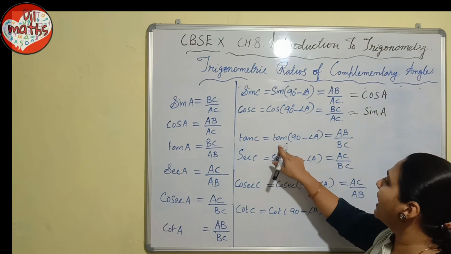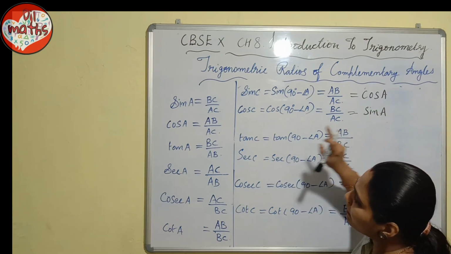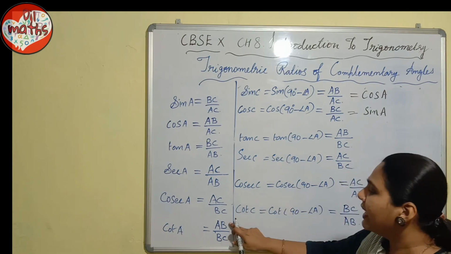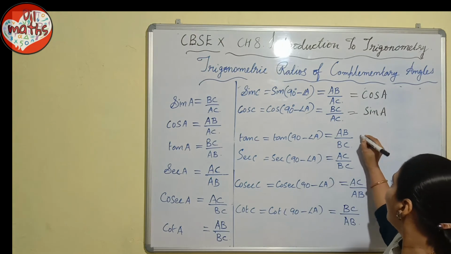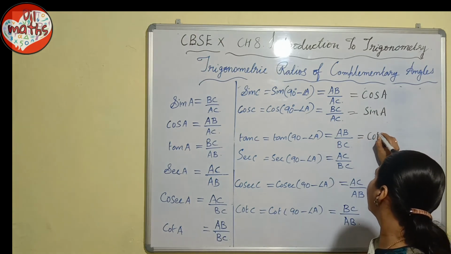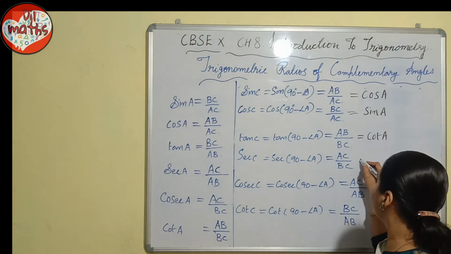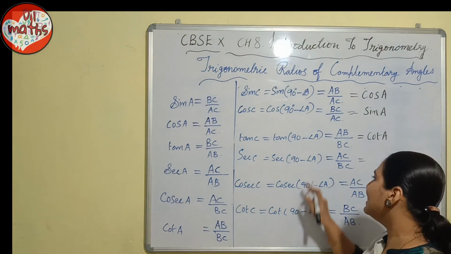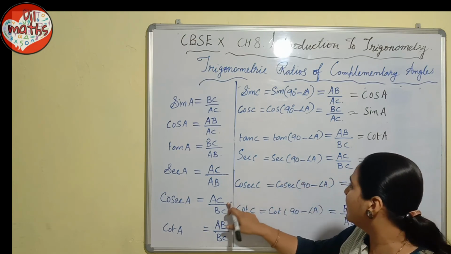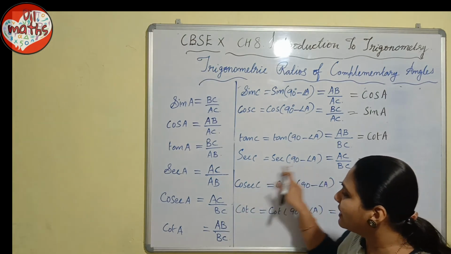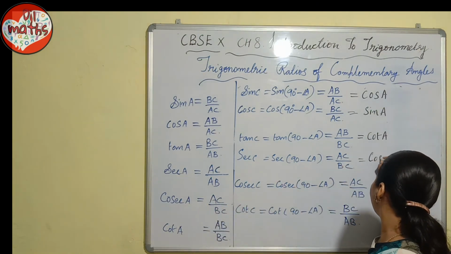Next one, tan 90 minus angle A is equal to AB by BC. So AB by BC, whether it is coming anywhere? Yes. AB by BC is equal to cot A. So instead of this, what we can write here? Cot A. Tan 90 minus angle A is equal to cot A. Next one is sec 90 minus A, that's equal to AC by BC. AC by BC, yes, it is coming here. So sec 90 minus angle A is equal to cosec A.